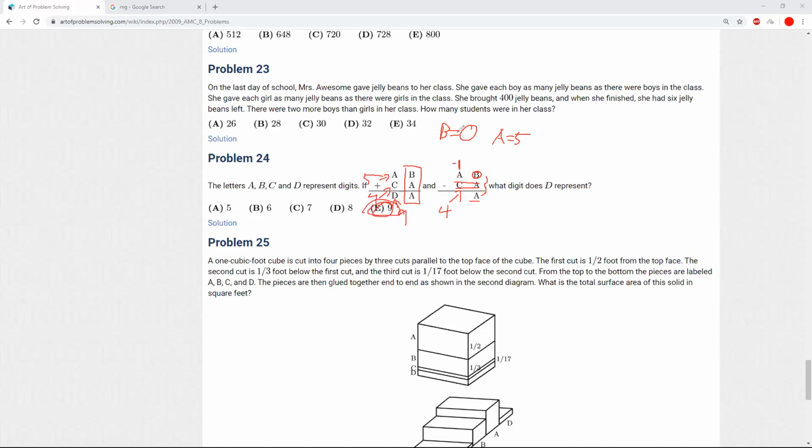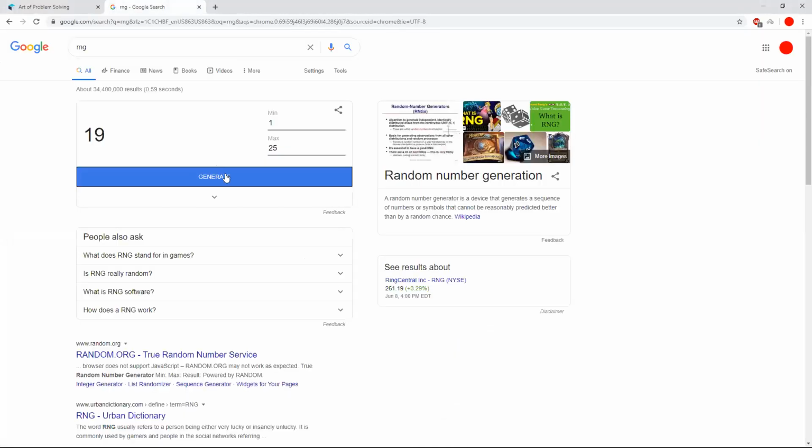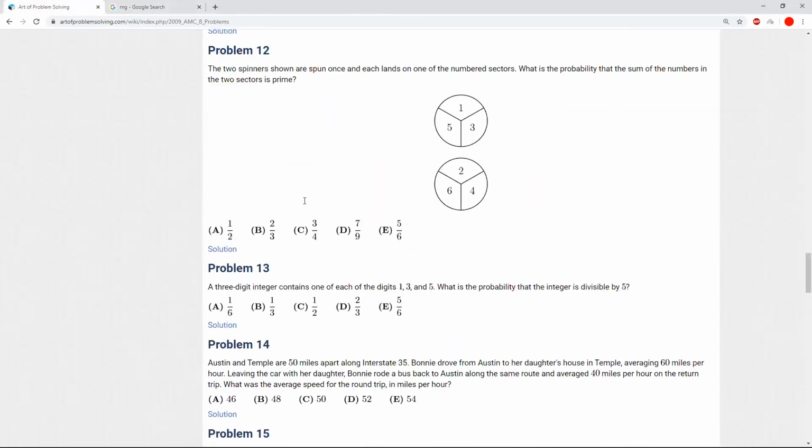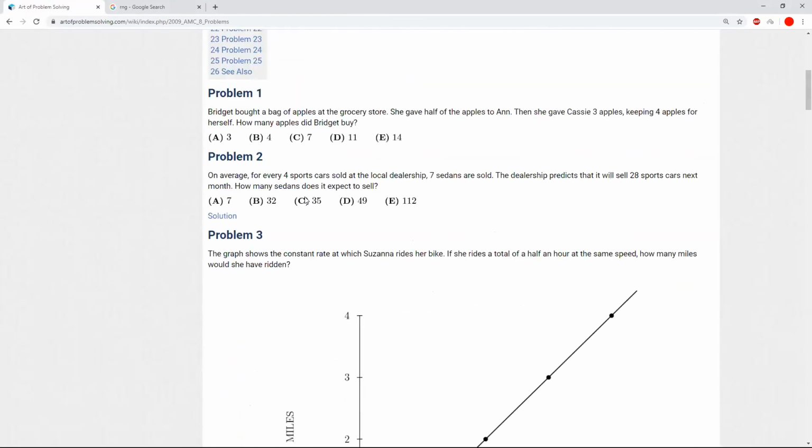Hopefully that clears it up. Okay, sorry about that. We're going to go to the next question now. RNG number 2. Alrighty.